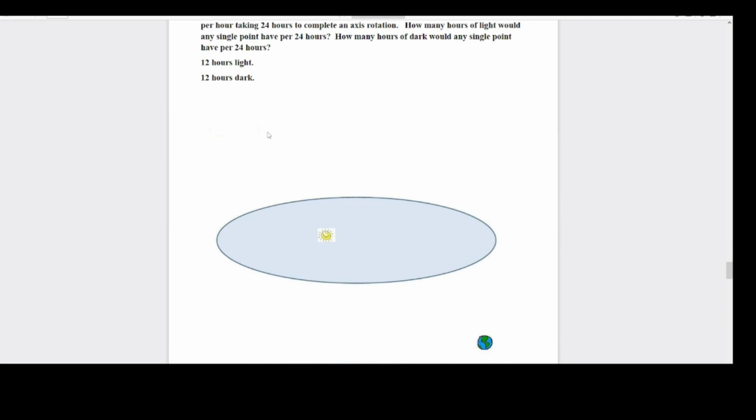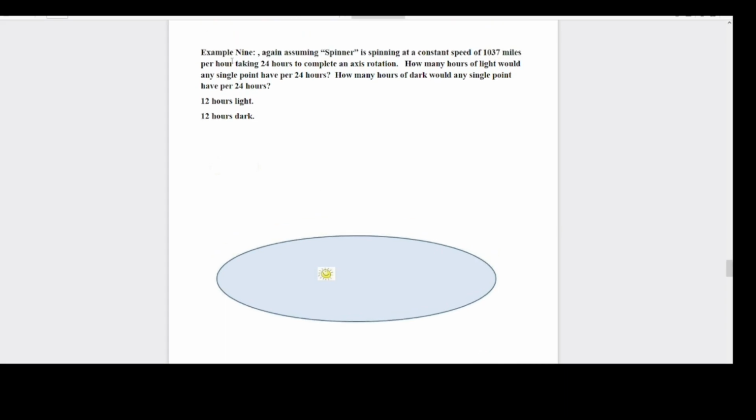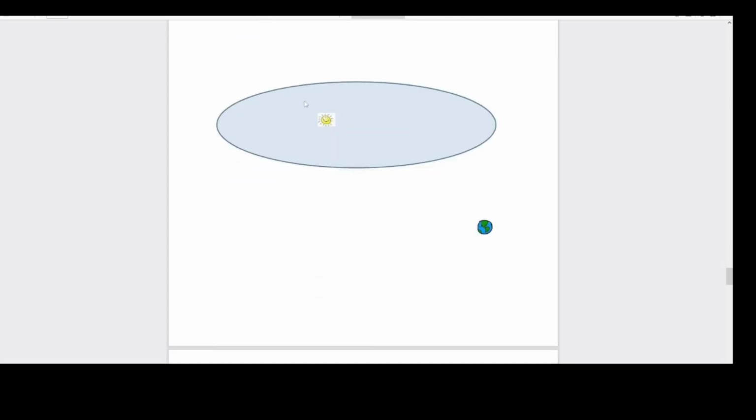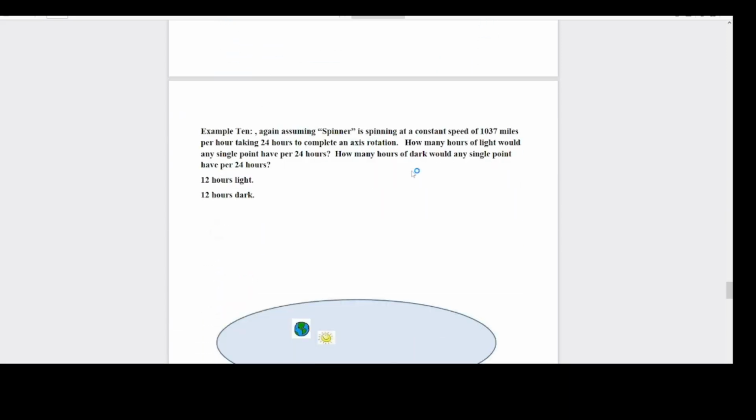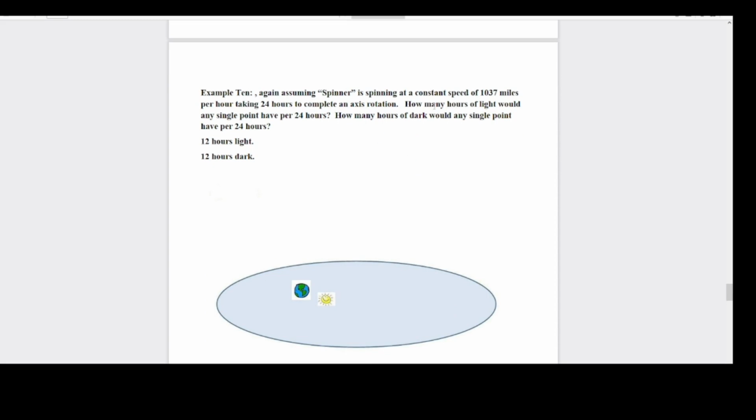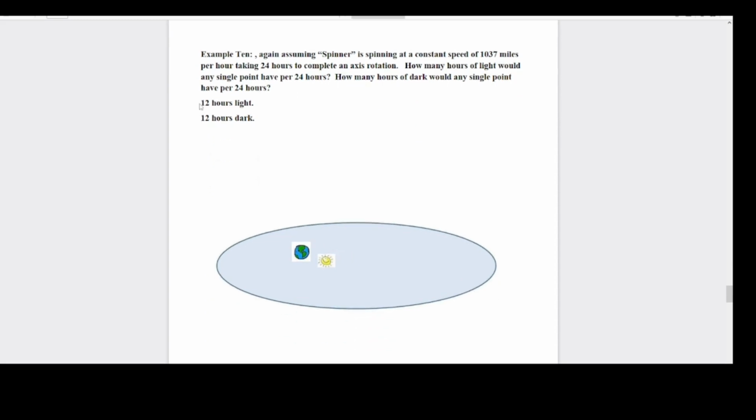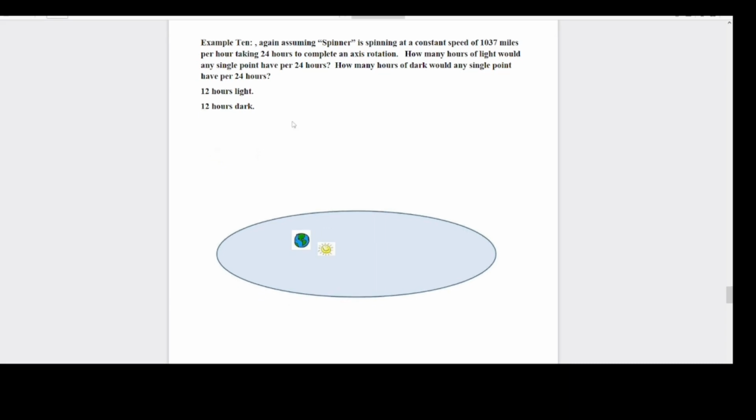Now in example 9 here, we've got the Earth further away again from where it's usually put, assuming the spinner with the same miles per hour and 24 hour rotation. How many hours of light would any single point have per 24 hours? How many hours of dark? 12 hours of light and 12 hours of dark. Again, we're talking about the rotation. The position in relation to each other makes no odds whatsoever. Example 10, the same question, and we still have the same answers. 12 hours of light, 12 hours of dark.